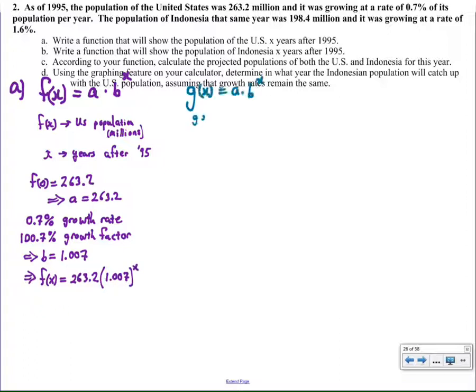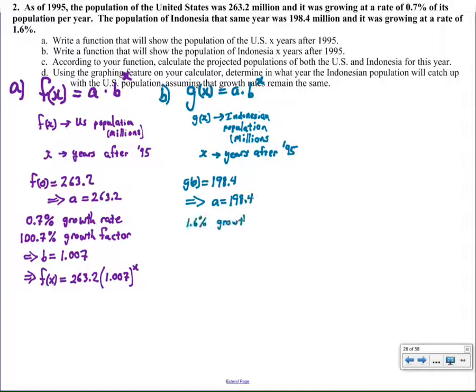Similarly, with the Indonesian population, I use the same model and define the variables, and use the initial condition to determine the A value. I use the growth rate to convert to a growth factor, 100% plus an additional 1.6%, which gives me a B value of 1.016, just 1 0 in there. And now I have functions that I can use to answer related questions.